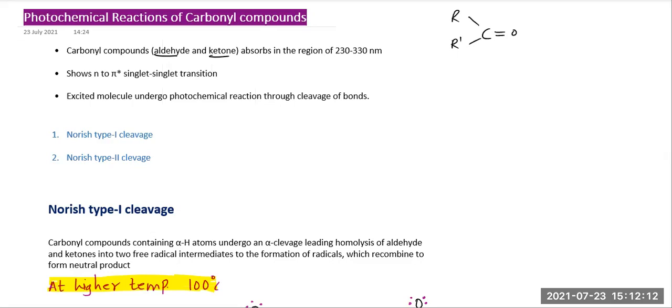In the case of a photochemical reaction, the carbonyl compounds absorb light in the region of 230 to 330 nanometers, and due to this show excitation of n to pi star singlet transitions. These excited molecules undergo photochemical reaction through the cleavage of bonds, and the cleavage of bonds is of two types.